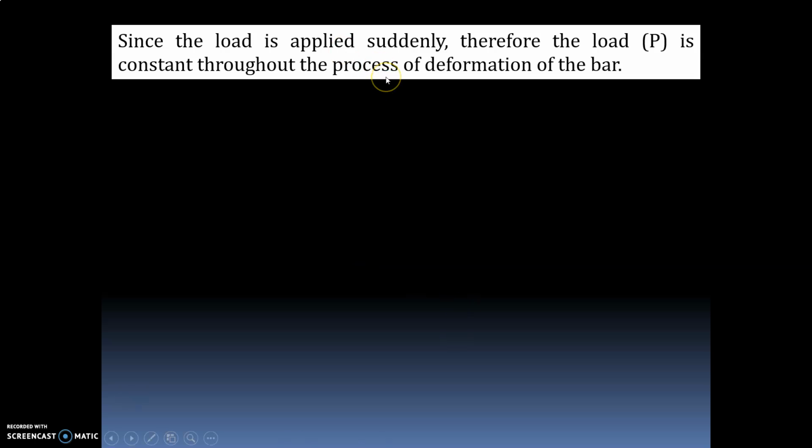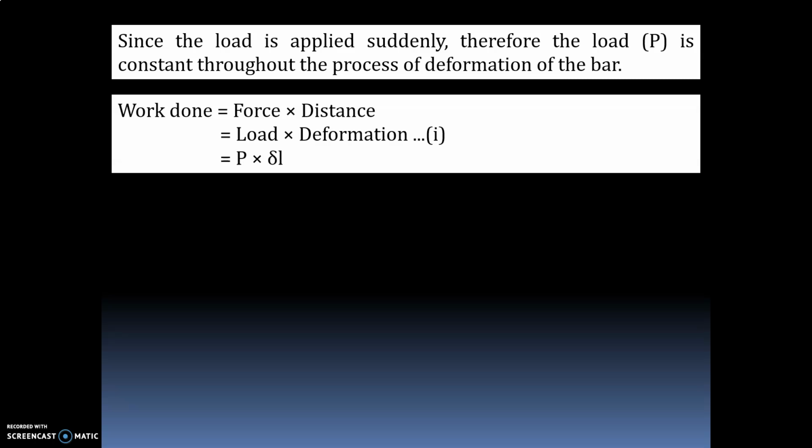Since the load is applied suddenly, the load is constant throughout the process of deformation of the bar. But in the previous case, when the load is gradually applied, we took the average load, because it was 0 first, then it increased to P. Here the load is constant throughout the process, so the load is P only.